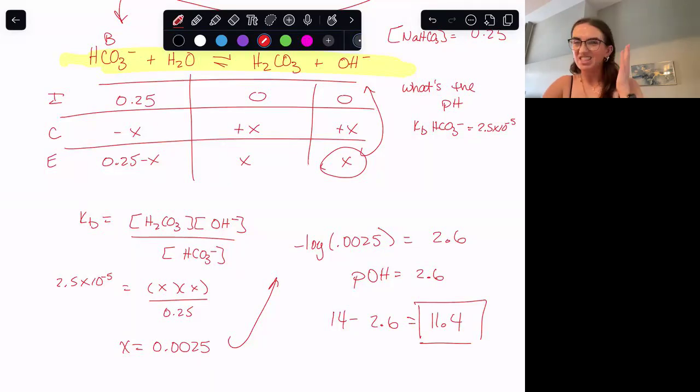Which is in our basic range, and is about the same as the 4.96 that we just solved. So that's good, right? Our weak acids and weak bases should be somewhere in the middle of our basic and acidic ranges.